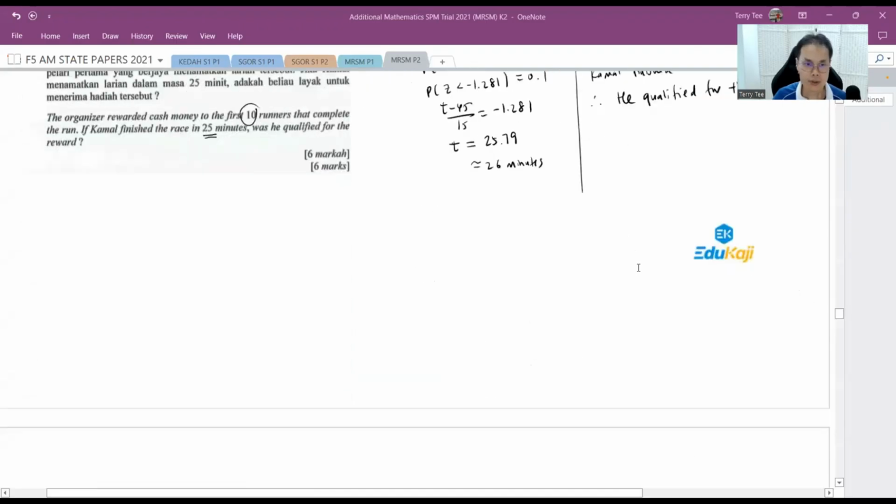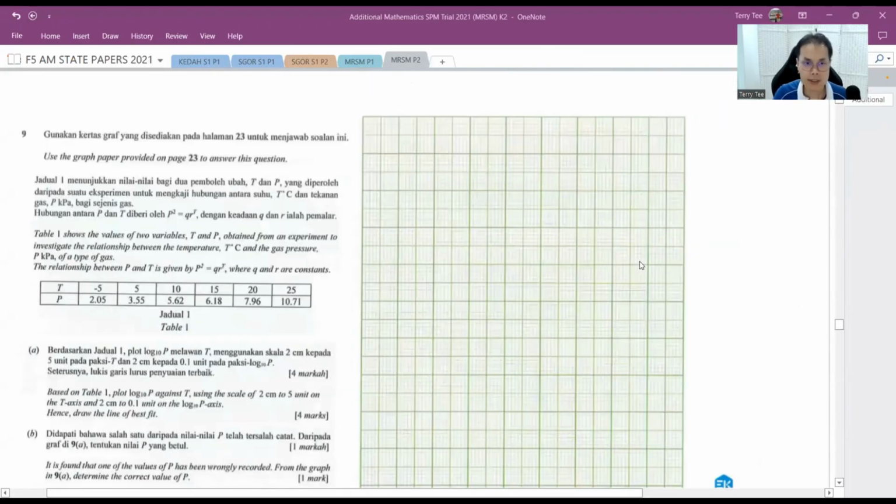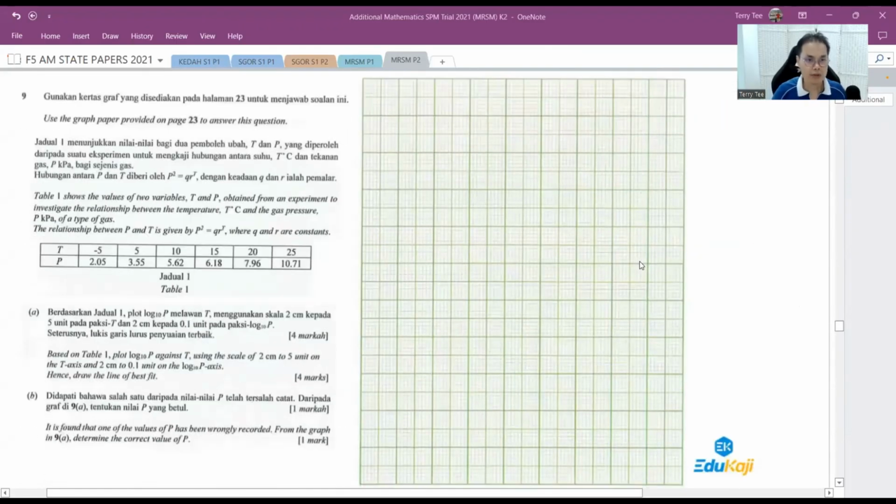Okay, moving on to the next question. This is Form 4, Chapter 6, Linear Law. So here we have to use a graph paper to plot the line of best fit. Okay, so first of all, we are given a table that shows two variables T and P obtained from experiment to investigate the relationship between temperature and gas pressure P. So the relationship is given by this formula, P squared equals Q R power T.